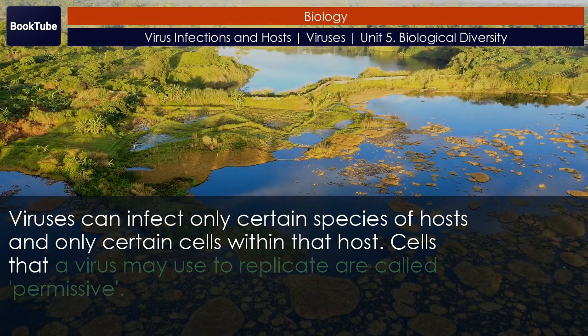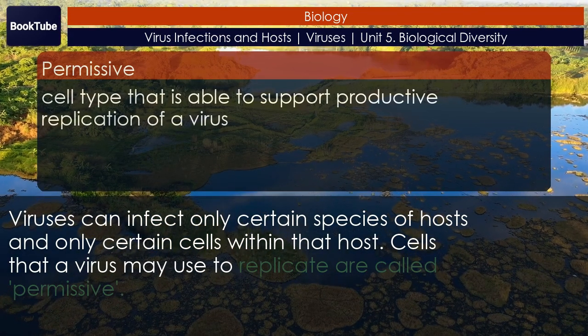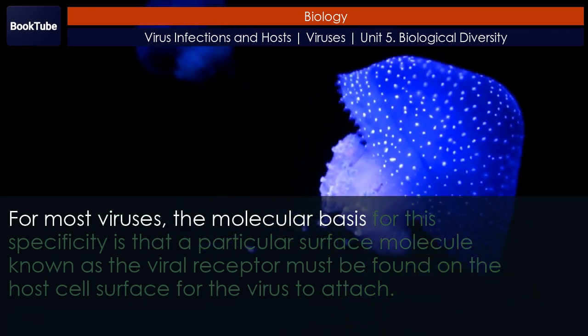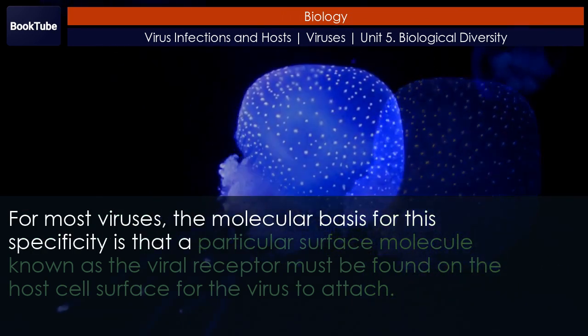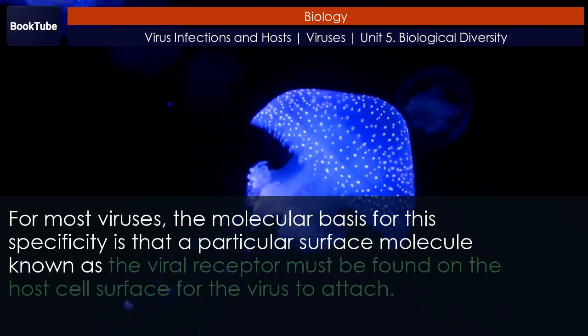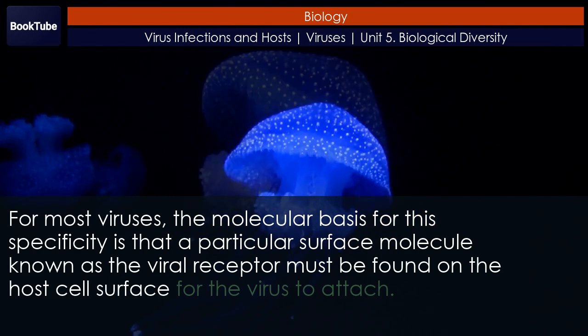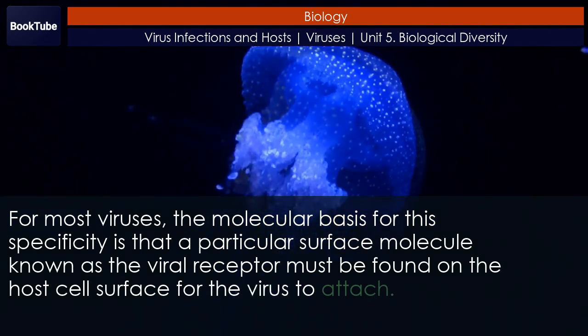Viruses can infect only certain species of hosts and only certain cells within that host. Cells that a virus may use to replicate are called permissive. For most viruses, the molecular basis for this specificity is that a particular surface molecule known as the viral receptor must be found on the host cell surface for the virus to attach.